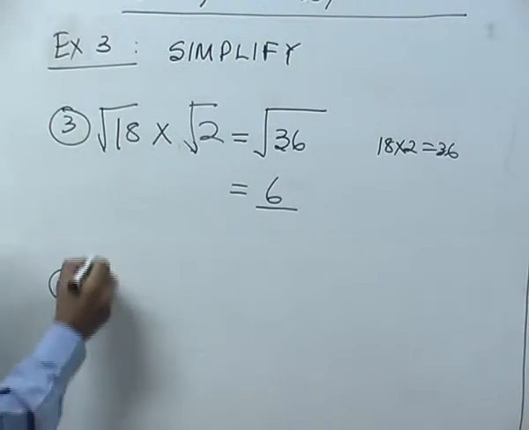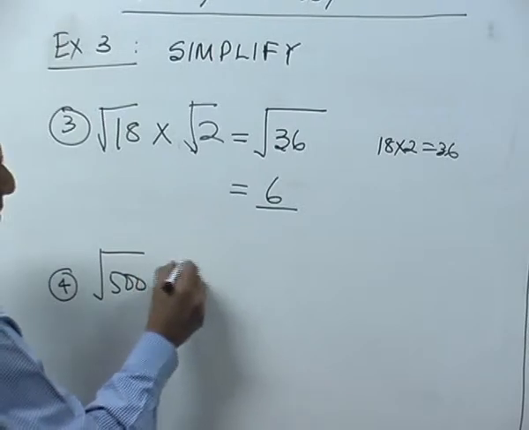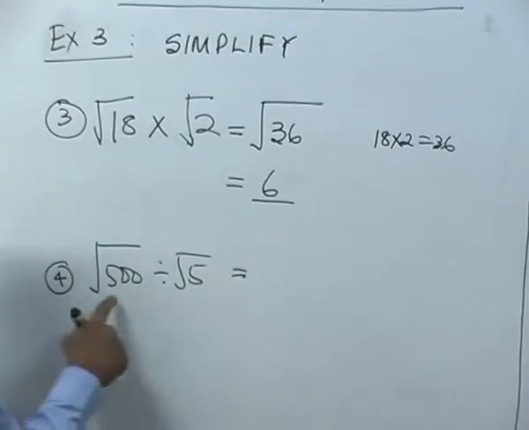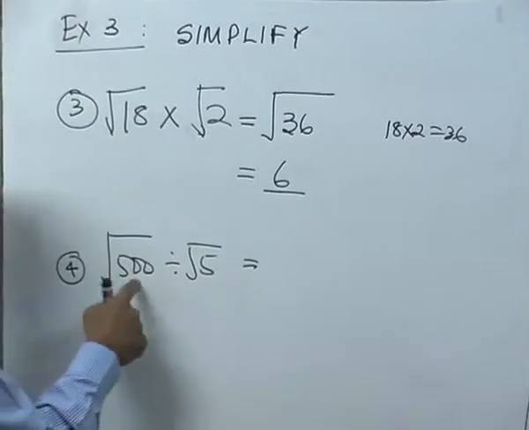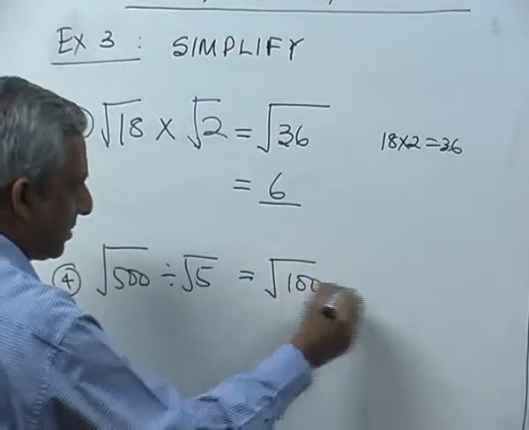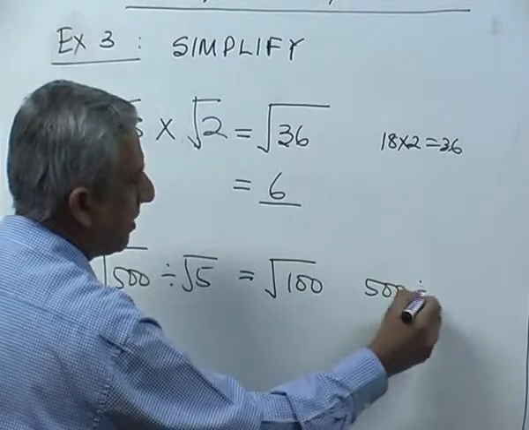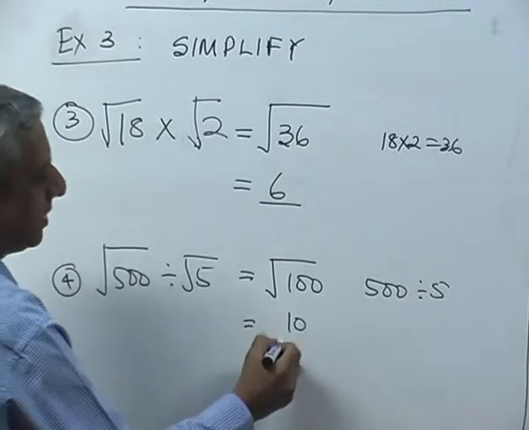And finally number 4, square root of 500 divided by square root of 5. This is square root and that is square root, therefore you can divide these numbers. 500 divided by 5 gives you 100. And square root of 100 is 10.